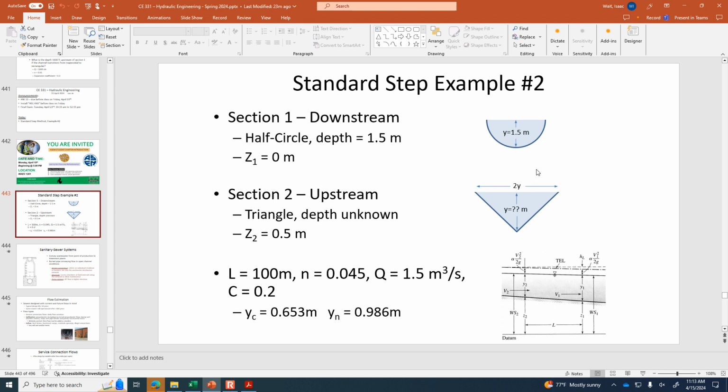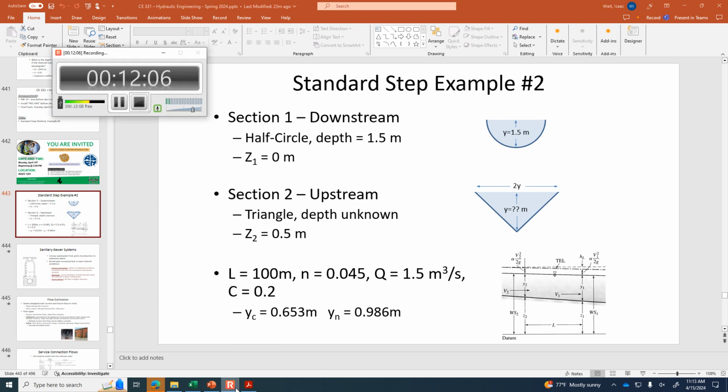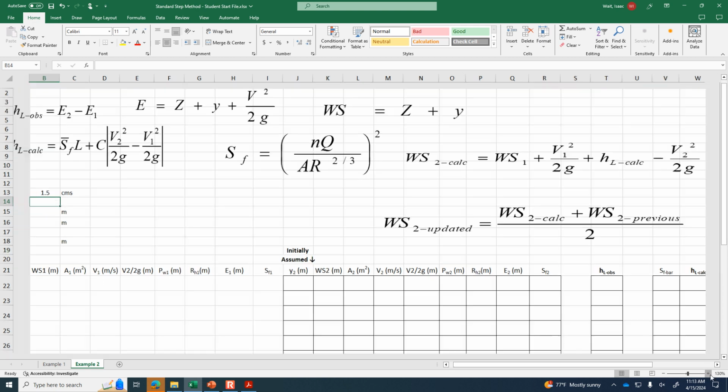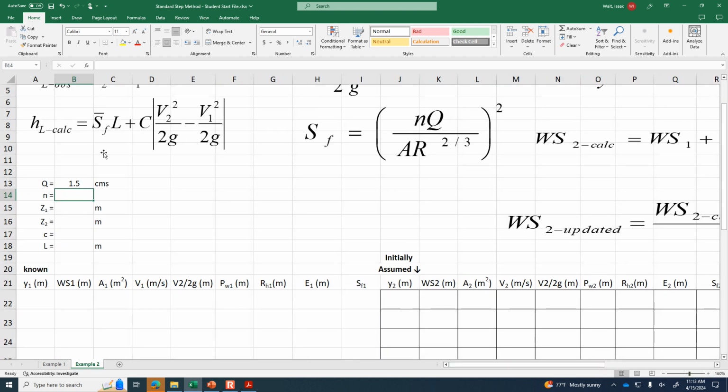So the problem statement says it's a half circle, the depth is 1.5, and z1 is 0 meters at that first location. So how much flow is going through this? In this problem, it's 1.5 cubic meters per second. The roughness of the material that the channel is made of gives us an N value of 0.045. Z1, the bottom of the channel, is set as our elevation datum at location 1. So that's 0 meters. And then at the upstream location, the elevation datum is 0.5 meters.